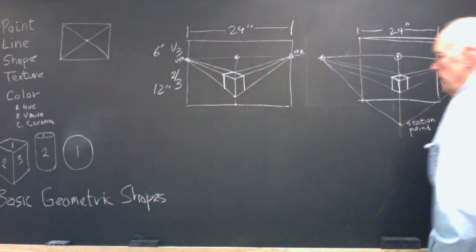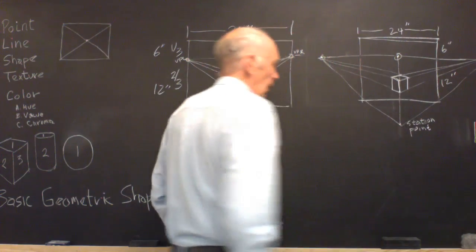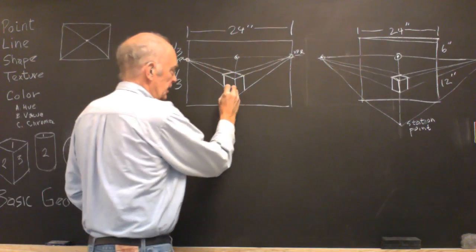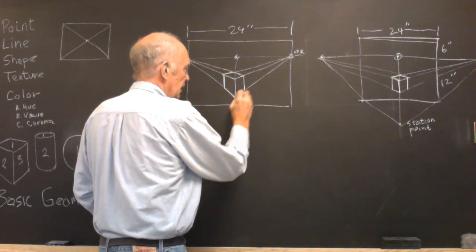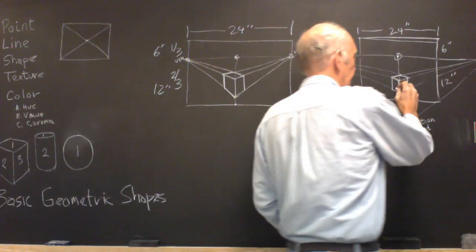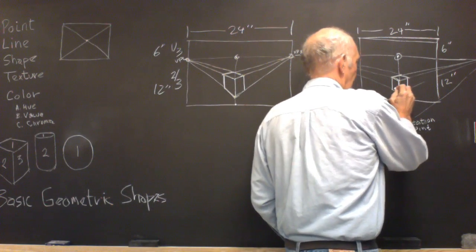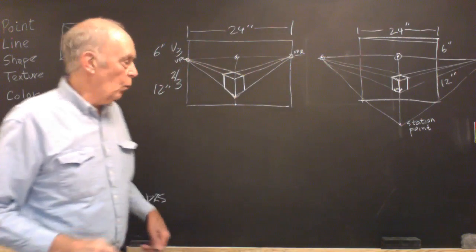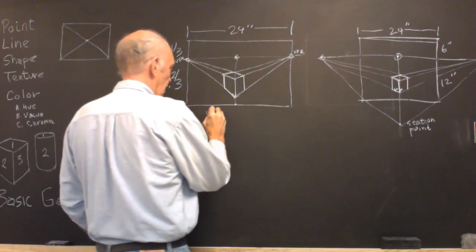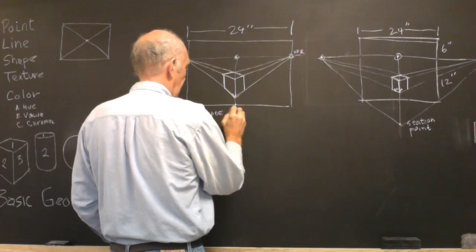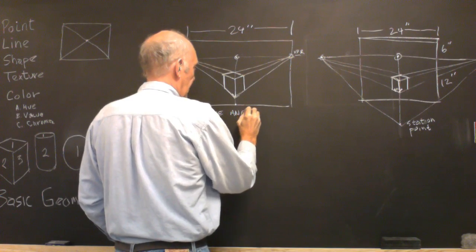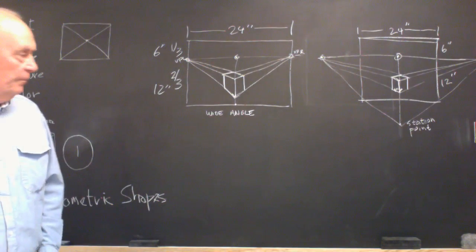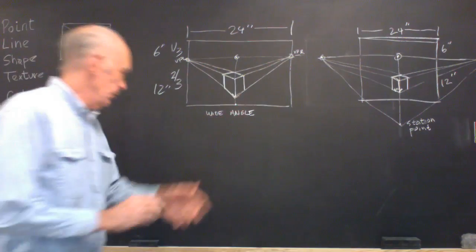So I've drawn the same thing, but look what happens when you spread those vanishing points out. You see this angle here? And this angle here? This one is more distorted. So this is a wide angle. Two-point perspective block drawing. Now I'm going to erase this one over here.